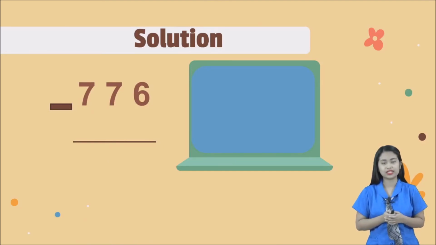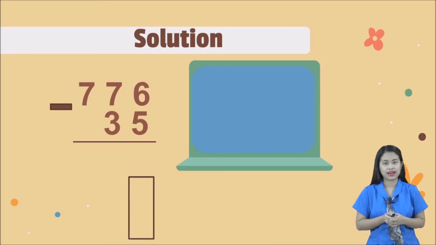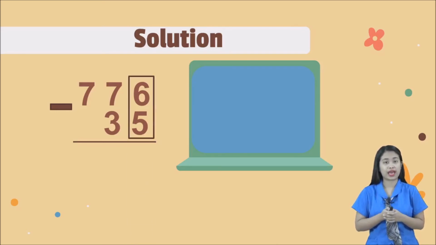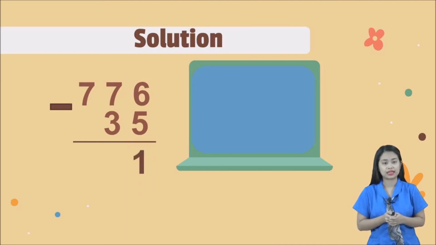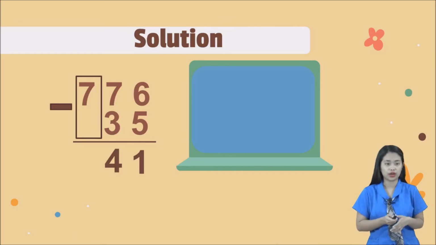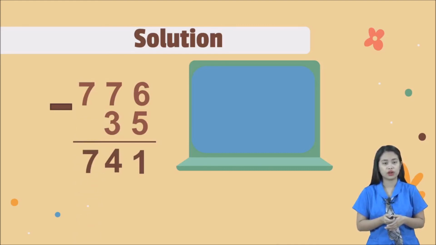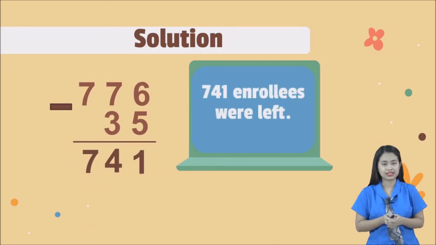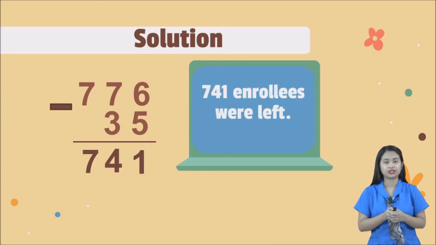So 776 minus 35, we have, for the first one, we have the ones place value, that is 6 minus 5, and that is 1. Next, 7 minus 3, we have 4. And 7 minus none, so we are going to put it under, so it is 741. So the answer or the full answer is 741 enrollees were left.